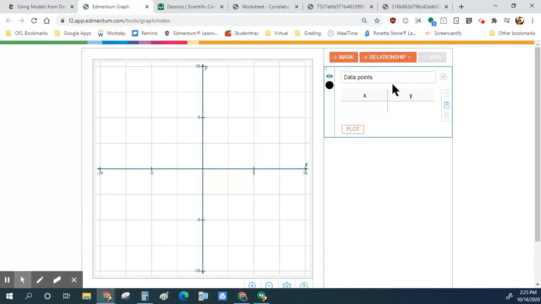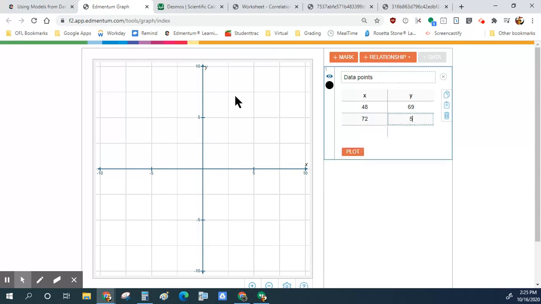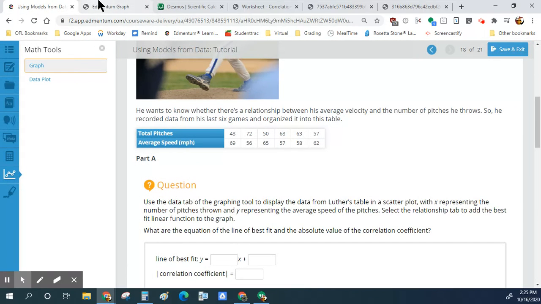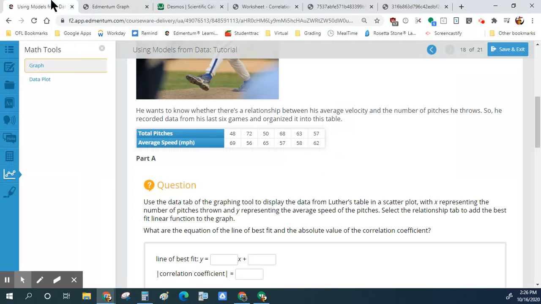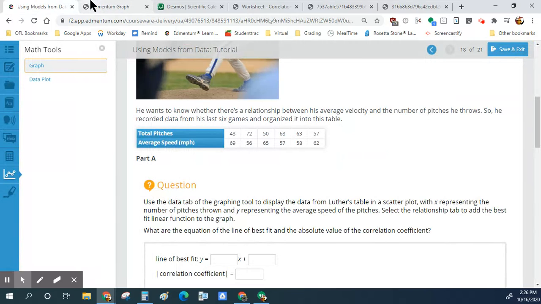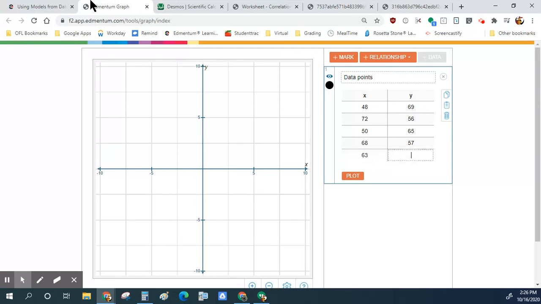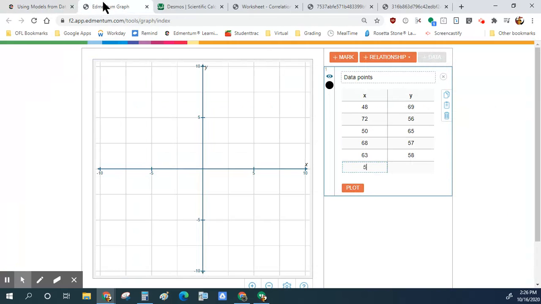So 48 and 69, 72 and 57, 50 and 65, 68 and 57, 63 and 58, 57 and 60. Did I say 62? We're going to plot this.